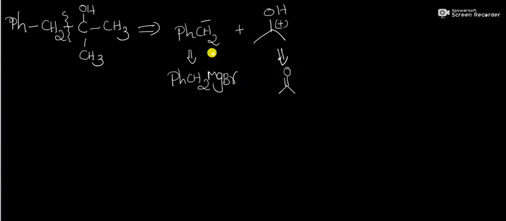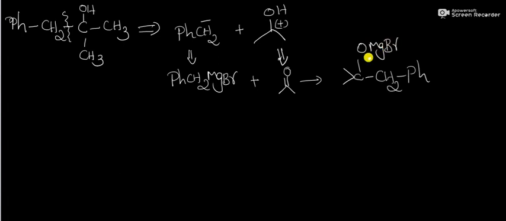Then the total synthesis of this reaction: when Grignard reagent adds to this carbonyl compound, it will convert it into (CH3)2C(O-MgBr)CH2Ph. On hydrolysis, it will convert it into our target molecule. This is our target molecule. O minus will convert into OH.